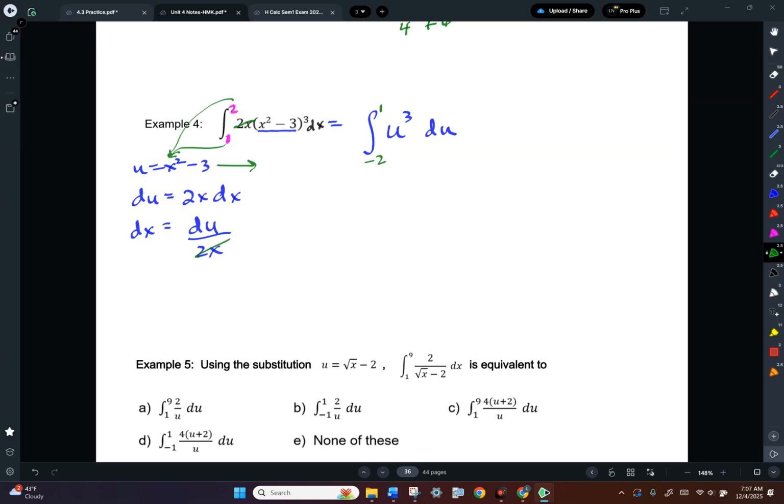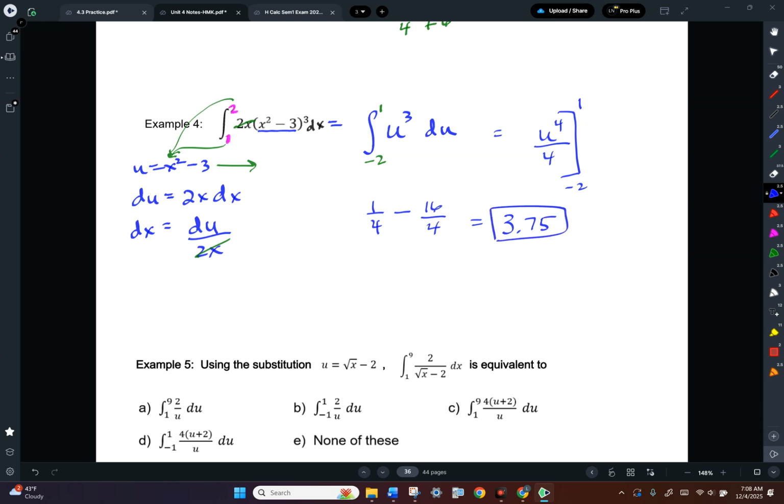Okay, so now finish it out. Let's do the integration. If I integrate u cubed, I'm going to get u to the 4th over 4. I'm going to evaluate it from negative 2 to 1, because once you change it to u boundaries, you don't have to go back to x. You can just finish it out like this. So if I plug in the 1, I'm going to have 1/4 minus, if I plug in negative 2, to the 4th is going to be positive 16 over 4. So 1/4 minus 4 is going to be negative 3 3/4.